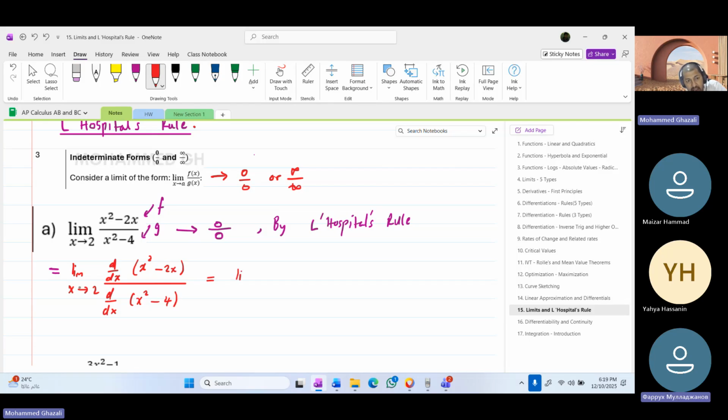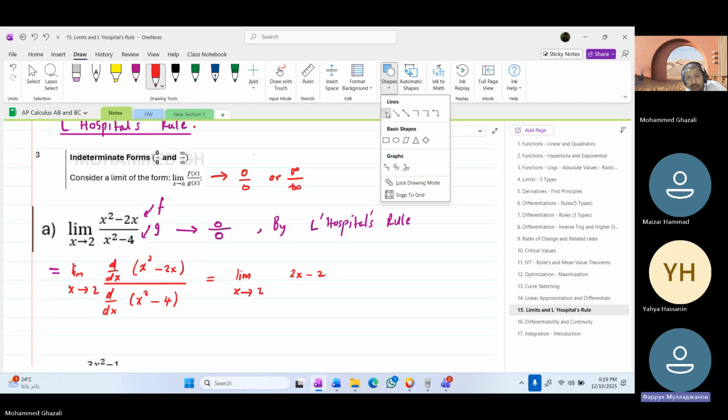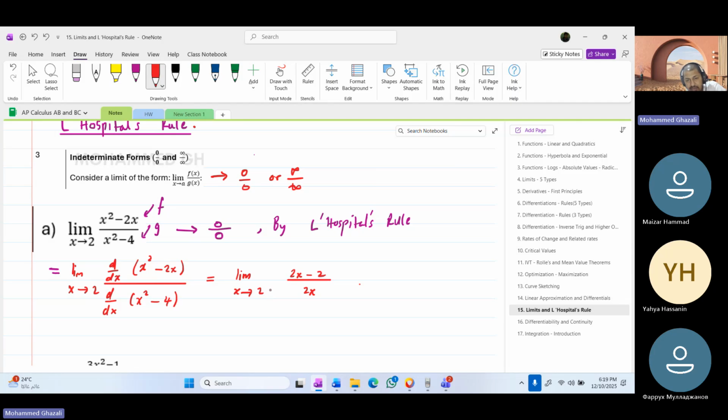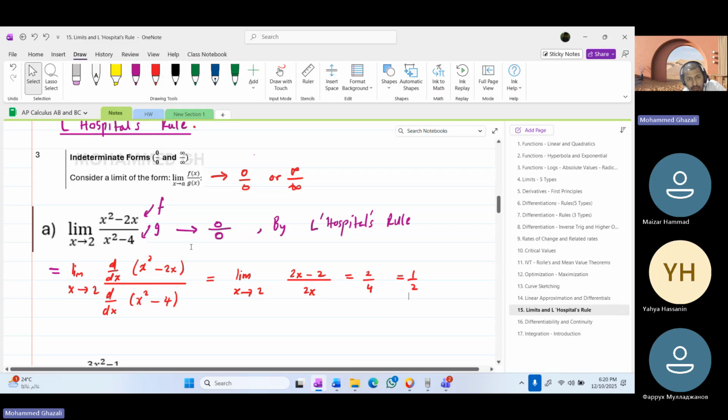Nothing changes with the limits. The limit does not change. Yes, differentiate, please. It will be 2x minus 2 over 2x. Now, if I directly substitute 2, what do we get? You get 4 minus 2, 2 over 4, which equals half. So what's the answer for this? Half. Now, remember, we applied L'Hopital's rule because we found the indeterminate form 0 over 0.